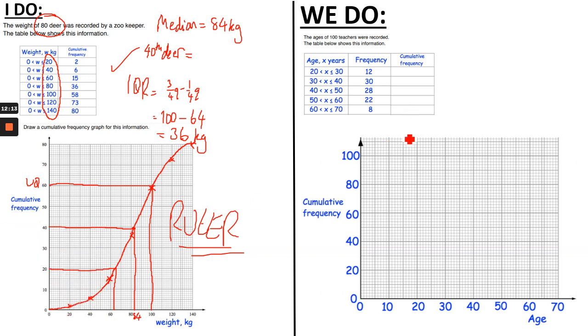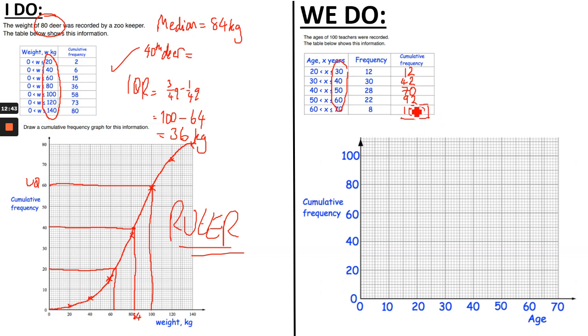Okay, so for this one, they've not done the cumulative frequency for you. They've just given you the frequency. So we need to still plot it from our endpoint. Cumulative frequency is the running total. So first of all, we had 12, but then we're adding 30. We've already got 12, so that takes us up to 42. If we then add 28, that's going to take us up to 70. We've then got to add another 22, which takes us up to 92. We've then got to add 8, which takes us up to 100.